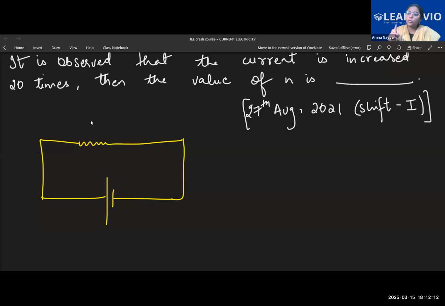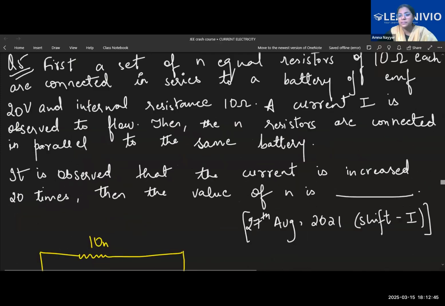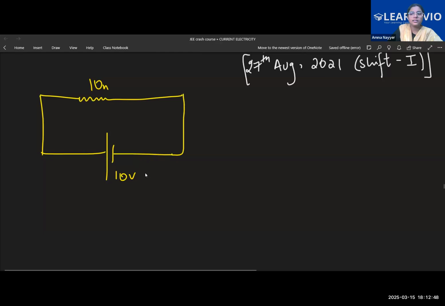So if 10 ohm resistors are connected in series, N is the number, what will be the equivalent resistance? 10 resistors and N number. Means 1, 2, 3, they are N. Yes, Upasana? NR, right? So that is 10 into N. Voltage is given or not? Yeah, 20 volt voltage is given and internal resistance 10 ohm is given. Means this is 20 volt and 10 ohm. And across this some current I is flowing.